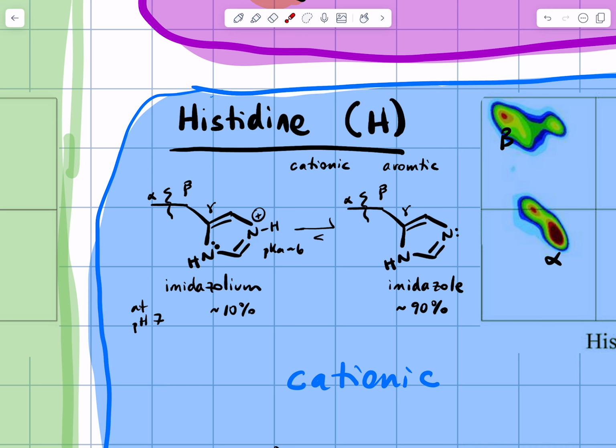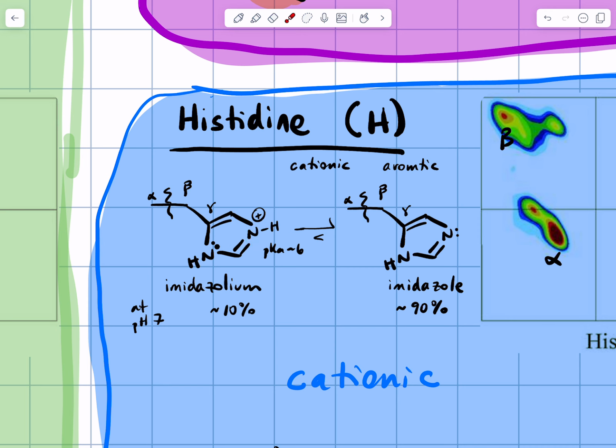And the pKa of this proton is 6. So at pH 7, the major form should be this neutral form called the imidazole form. And you can see why it doesn't fit neatly into positively charged versus neutral, because at physiological pH, it's about 90% neutral, 10% positively charged.